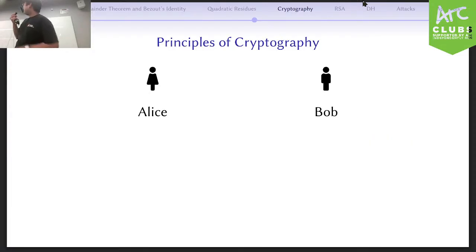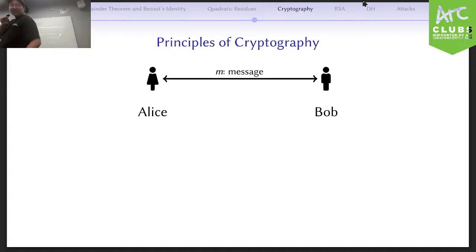So, story time. We have two characters, at least for now, in our story. We have Alice and Bob, right? And Alice and Bob want to share a message. They want to talk to each other. This might be over the internet. For our cases today, we'll just assume this message is an integer. Don't worry too much about the technicalities. Pretend the message is an integer for today.